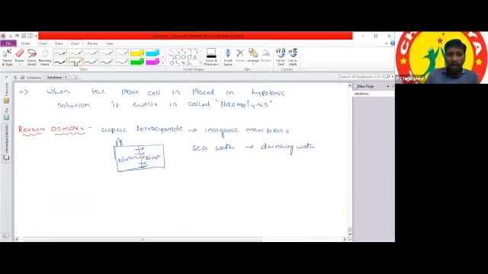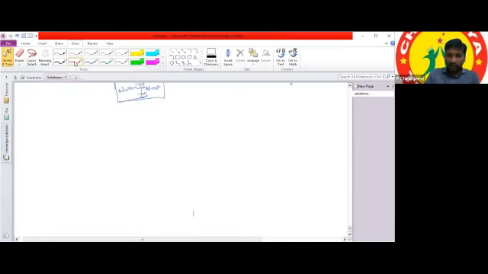Abnormal molar mass. For that, I'll give one question for clarity here. Abnormal molar mass. For example, NaCl. If the NaCl is going to be ionized, what are the ions it is forming? Na plus and Cl minus.